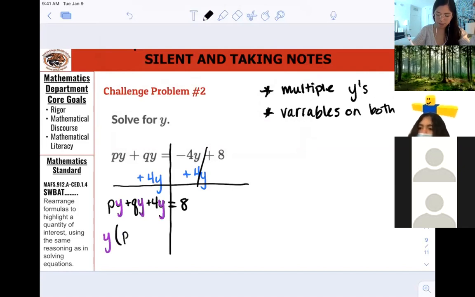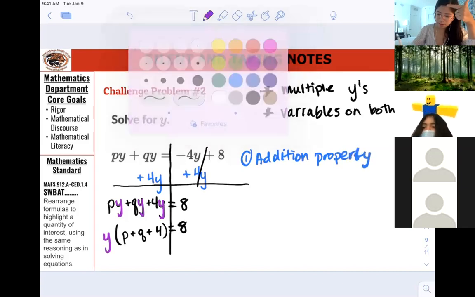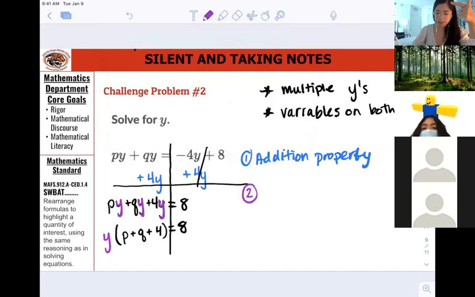So I have a P, I have a Q, and I have a 4, and they all stay together. The 8 stays by itself. Everything else stays the same. Any questions on the backwards distribution? Awesome. So step 1 was addition property. Step 2 was we kicked him out, backwards distribution, and there's actually a word for this. It's called factoring. That's all we did. We factored out the Y.